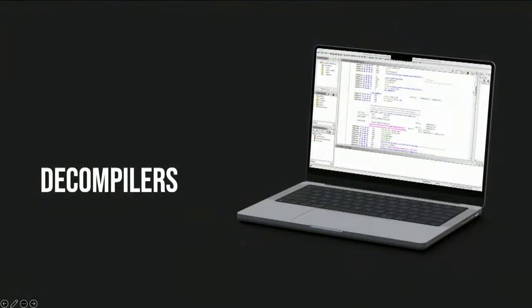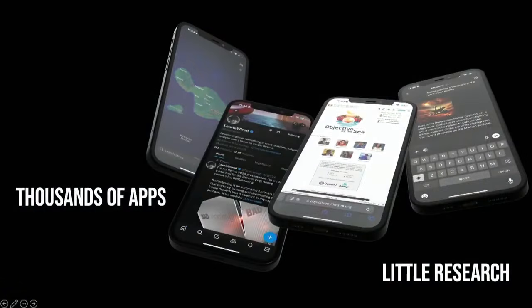Now, we all know what a decompiler is. It takes an application and tries to decompile it to provide an approximated view of what the original source code of the application actually looked like. We all know that there are thousands of applications located on the iOS App Store, and yet there's very little research out there dedicated towards reverse engineering iOS applications. And there is not a dedicated decompiler for decompiling and reverse engineering iOS IPA files.